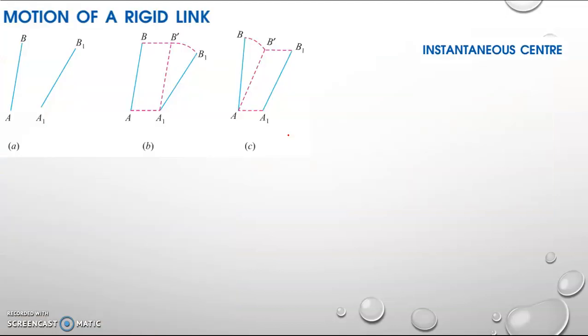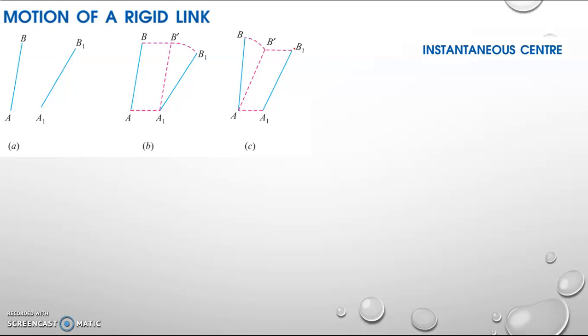Here you can see a figure, a link AB, whose initial position is marked as A and B, and its final position is marked as A1, B1. So it experienced both rotation and translation. In the first figure, the initial position AB is first translated, then it experiences a rotation. In the second figure, it is first given a rotation, and then it experiences a translation.